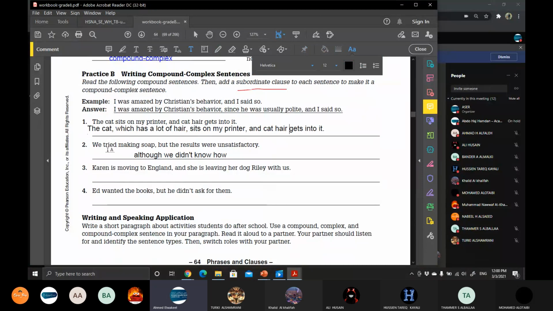Number 2, we tried making soup, although we didn't know how, but the results were unsatisfactory. Number 3, who can answer this? Karen is moving to England and she's leaving her dog Riley with us. Add a subordinate clause. Karen is going to England where she dreamed to go, and she's leaving her dog Riley with us. Bravo. So Karen is moving to England, where she dreams to live, and she's leaving her dog with us. Very good, Hussein.